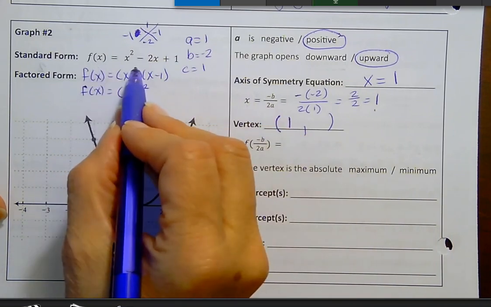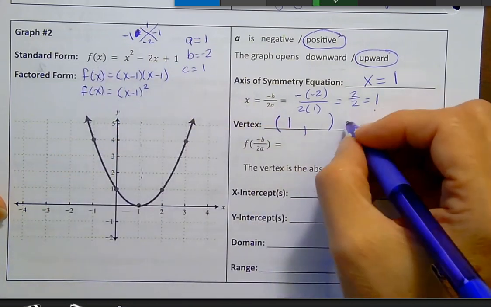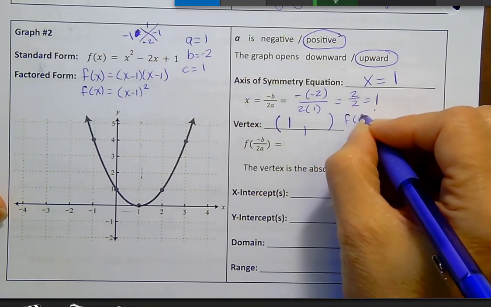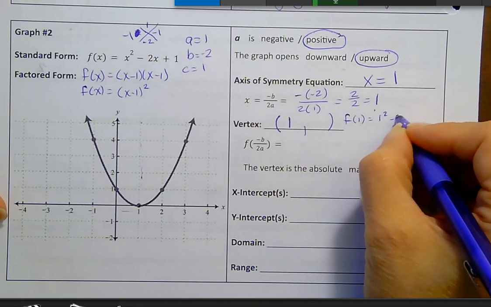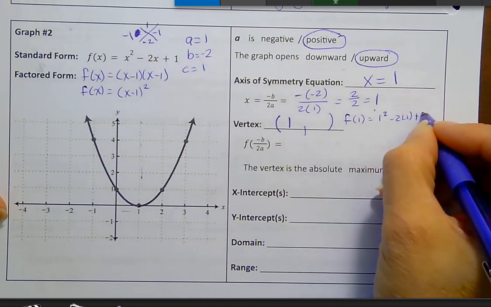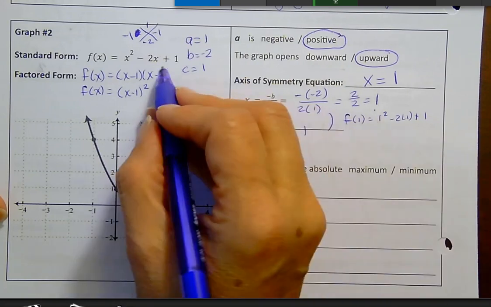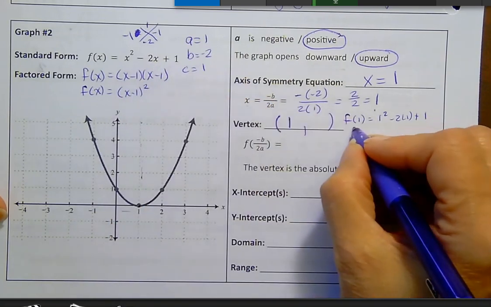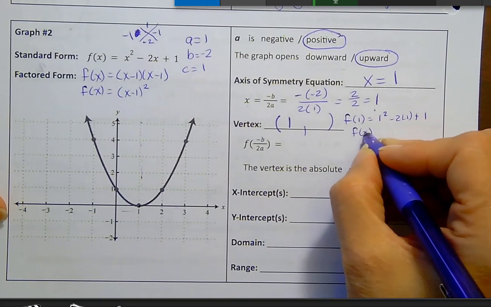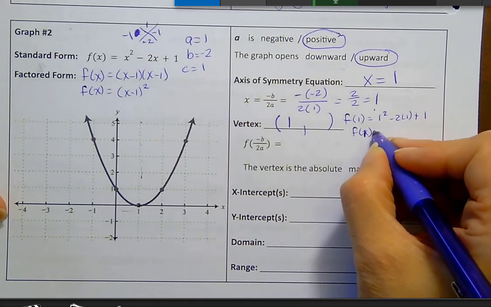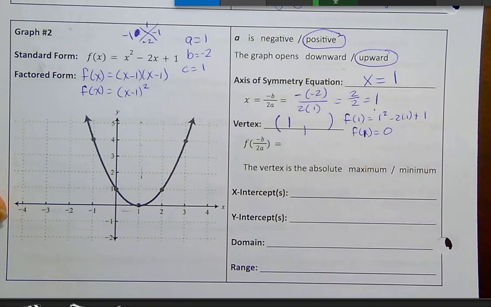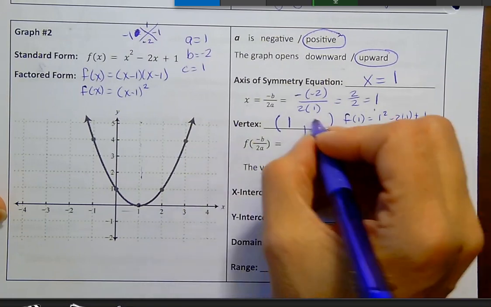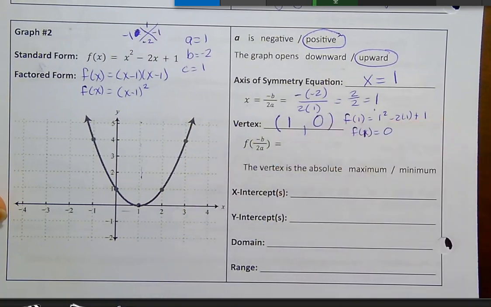F of x equals x squared minus 2x plus 1. Let's plug that in. F of 1, because that's my x, equals 1 squared, minus 2 times 1, plus 1. I just plugged in 1 any place I had an x. And so I know f of x when x is 1 equals 1 minus 2, negative 1, plus 1 is 0. F of x equals 0. Okay, so f of x, remember that's about the same thing as y, right? So f of x or y, the value of the function is 0.